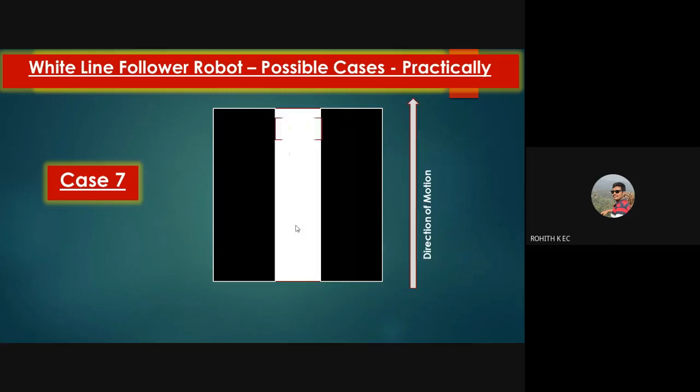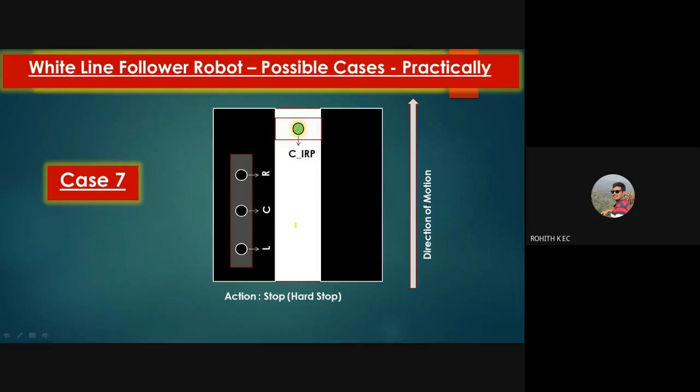Then case 7, all the 3 sensors are detecting black color. Again, can you tell me what should be our course of action? We will stop. Okay, we will stop. And how can you capture this? L, C, R, all the 3 sensors will be greater than TH.